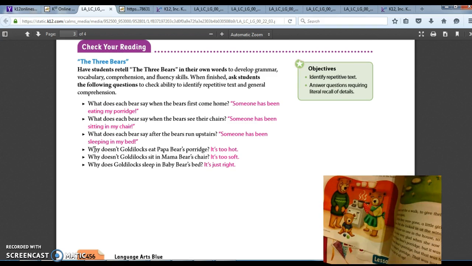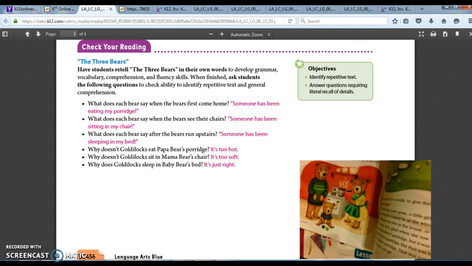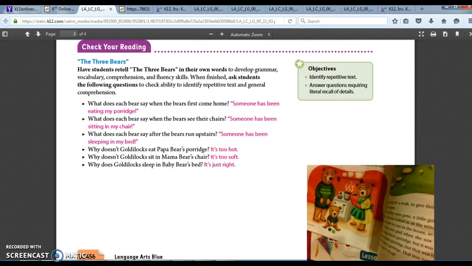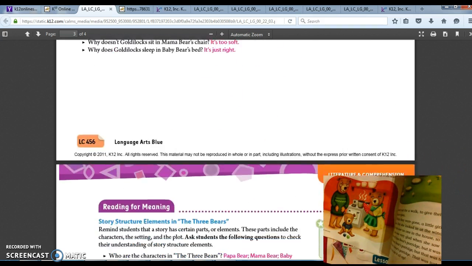Next question. Why does Goldilocks sleep in Baby Bear's bed? What does she say about Baby Bear's bed? She says it's just right. Learning coaches, if your students had a hard time answering some of those questions, you may want to go back through the story and have them locate the repetitive text and look for the answers to those questions. And that will help them with their comprehension skills.